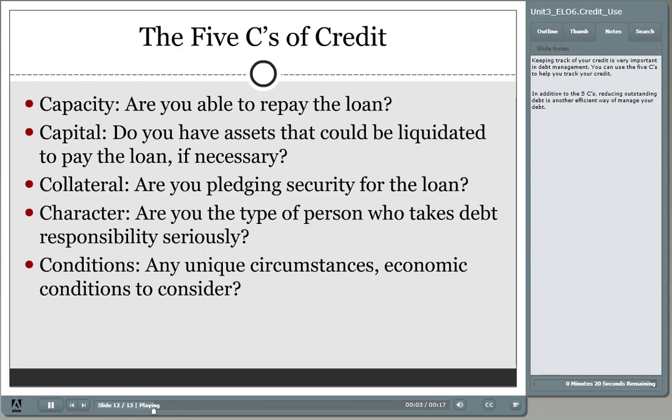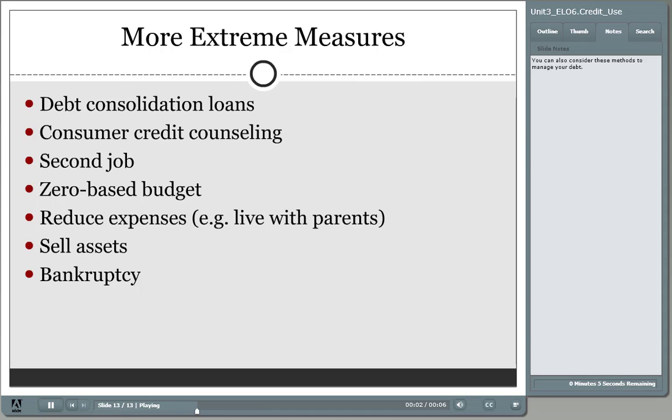Keeping track of your credit is very important in debt management. You can use the 5 C's to help you track your credit. In addition to the 5 C's, reducing outstanding debt is another efficient way to manage your debt. You can also consider these methods to manage your debt.